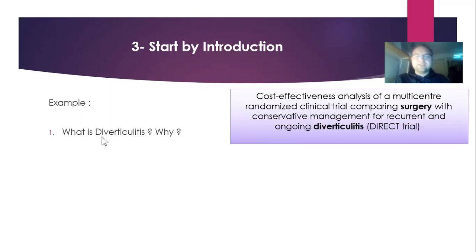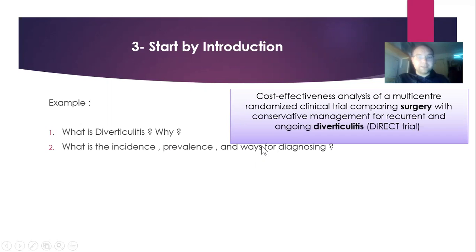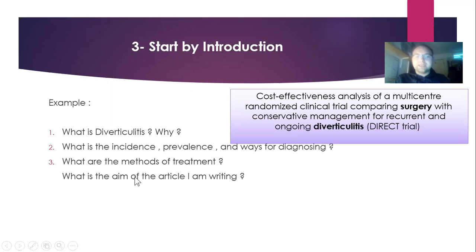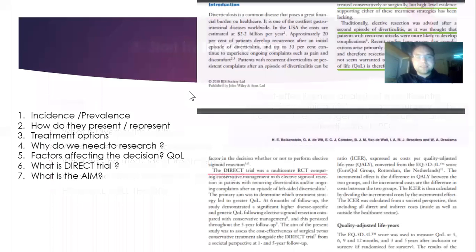So I asked: what is diverticulitis? Why does it happen? What is the incidence, prevalence, and ways of diagnosing it? What are the methods of treatment for such cases? What is the aim of the article I'm writing? And of course, how will I sell the idea? Because each journal is looking for a very nice article that a lot of authors will be citing. Citing means they will be referencing their research into yours, and that will increase the impact of the journal itself. So let's say those are my 5 questions, and I will start writing my introduction around them. Let's see the paper itself.